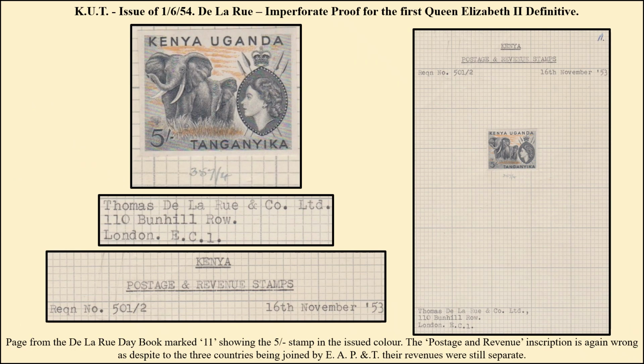A page from the De La Rue archives marked page number 11 with the imperforate proof of the 5 shilling stamp in the colours that it was to be issued.